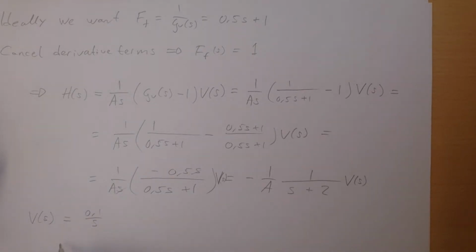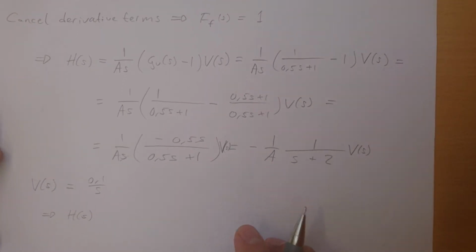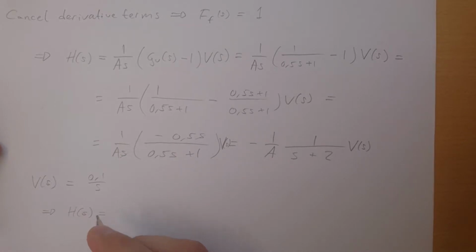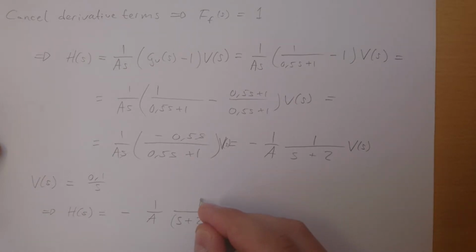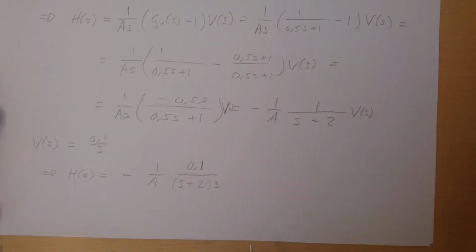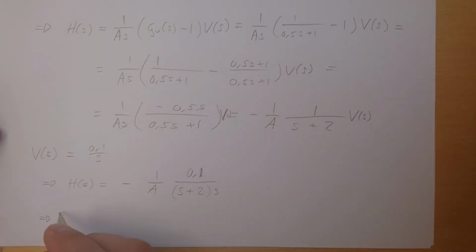So then we get h of s being equal to minus 1 on a times 1 on s plus 2 times s, and 0.1 can be included up here. And then if we want to find h of t, we make an inverse Laplace transformation of this expression, minus 1 on a.